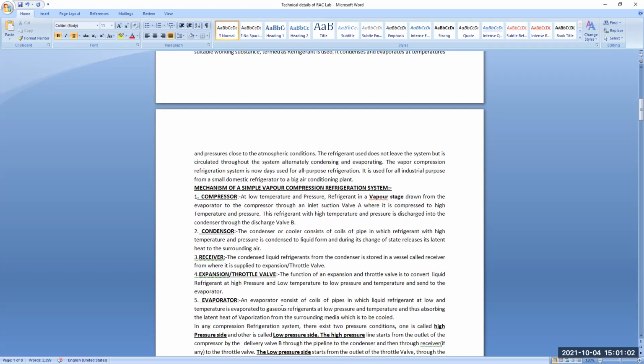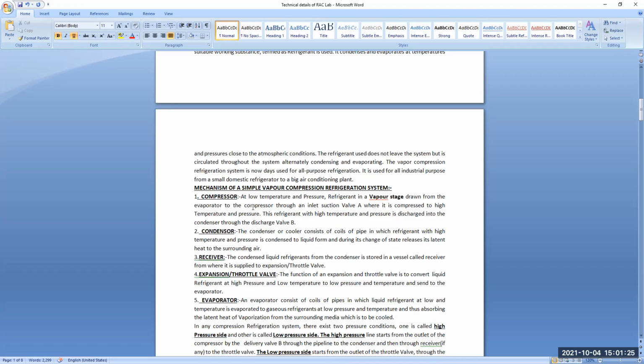Now the evaporator consists of coils of pipe in which liquid refrigerant at low temperature is evaporated to gaseous refrigerant at low pressure and temperature, thus absorbing the latent heat of vaporization from the surrounding medium, which is to be cooled.